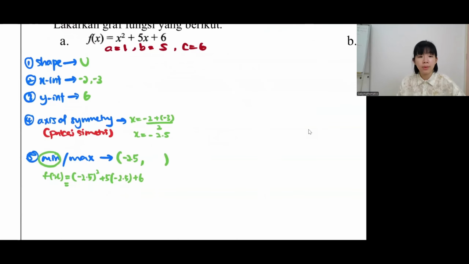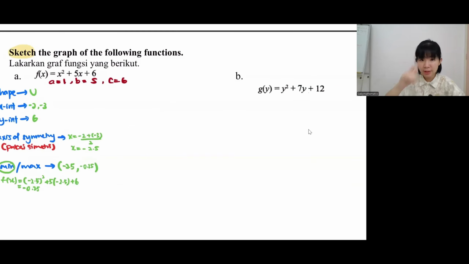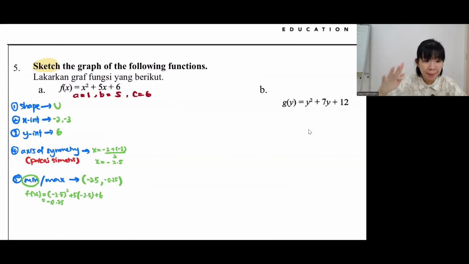So what do you get for y? Negative 2.5 squared plus 5 times negative 2.5 plus 6. You get how much? Do you get negative? Negative also, decimal also, negative 0.25. Okay, so now you can start sketching. First, follow the sequence. Remember, use only pencil. Now draw a happy face.